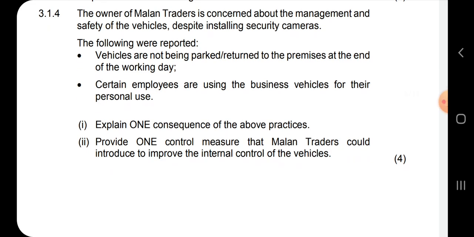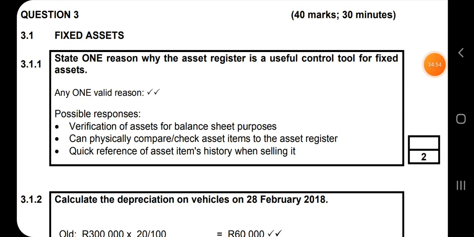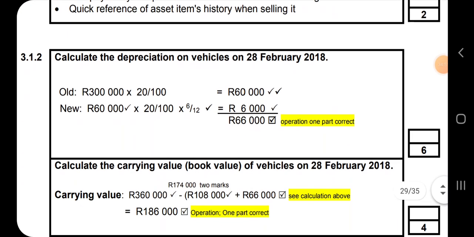So if this continues to take place, vehicles may be damaged or go into an accident. And then provide one control measure. He can have security guards for after hours to make sure that everything has been returned. So this is the memo for question 3 for the fixed assets.